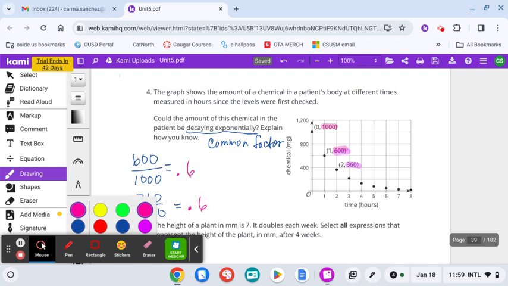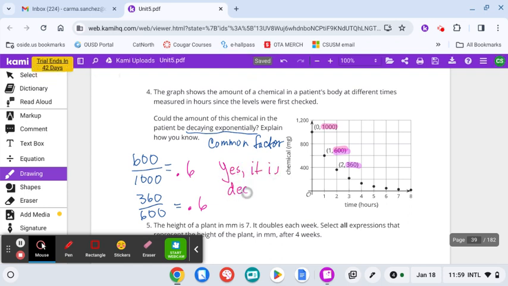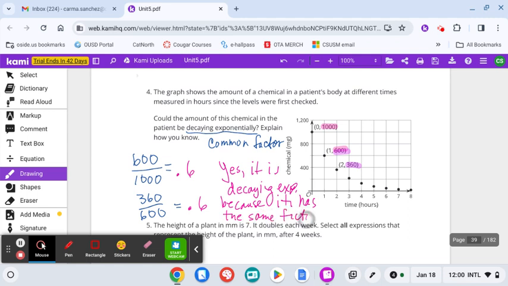And we did get a common factor of 0.6 for both. So we would say, yes, it is decaying exponentially because it has the same factor of 0.6, so we know it is.